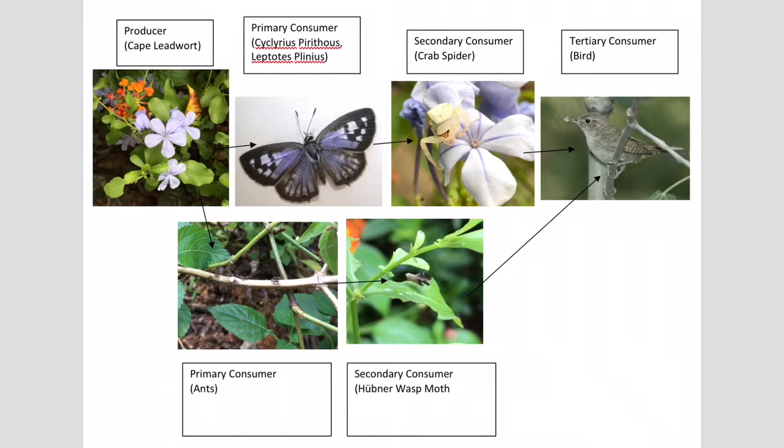Now, on to the fruit web. As you can see in the video, we have added 2 new consumers, a primary consumer and a secondary consumer. The primary consumer is the ants, as they eat the sap from the Cape leadwort, which is the producer. The ants are then eaten by the secondary consumer, which is the Hoopner wasp moth. That is then eaten by the tertiary consumer, which is the bird.